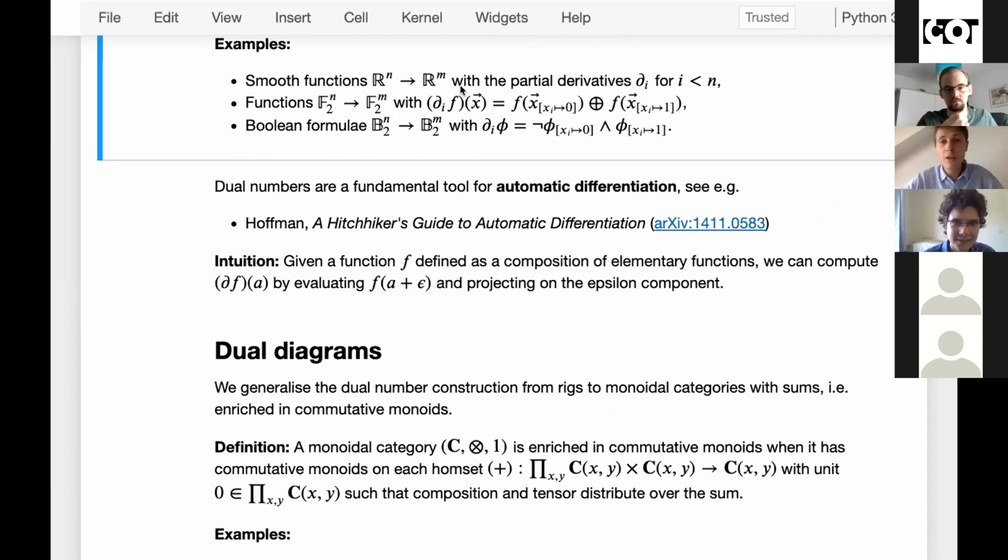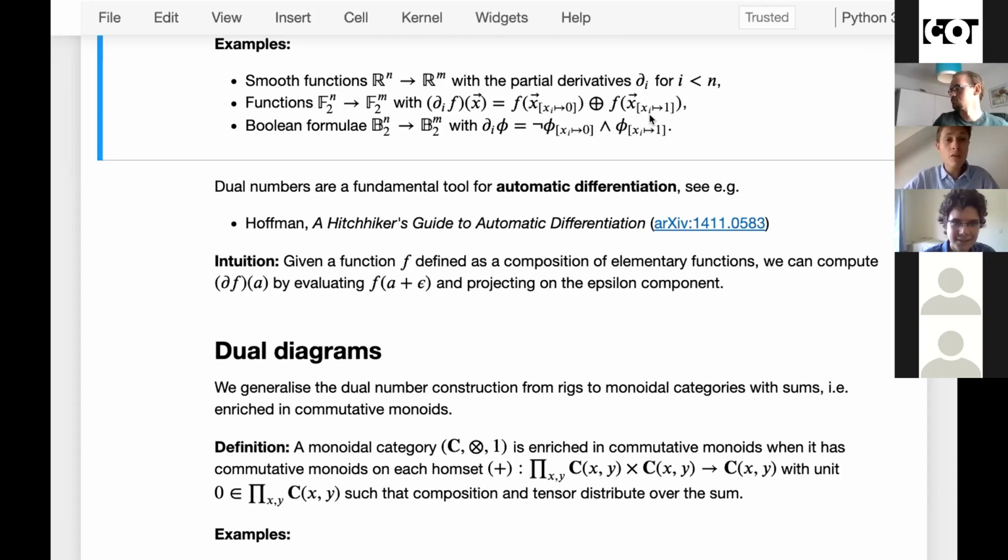with partial derivatives being the derivations. Another example would be functions on F2, so Boolean functions. Now the derivation would be given by the partial derivative, which in the Boolean case means: does f change when I change this component of its input x? Essentially, I take the input x, I replace x_i by 0, I replace x_i by 1, and I take the XOR of those two. That would be the notion of derivation for the two-element field.